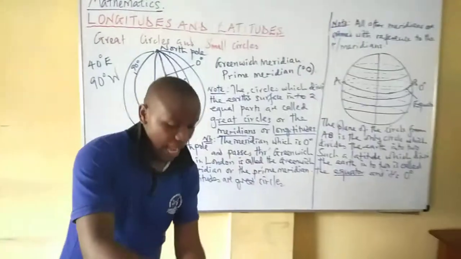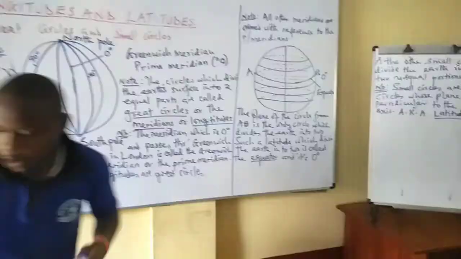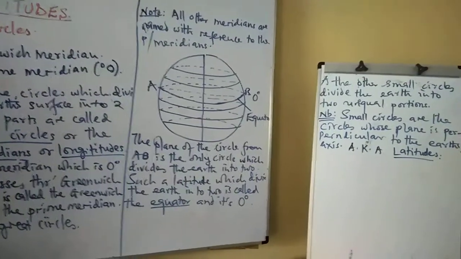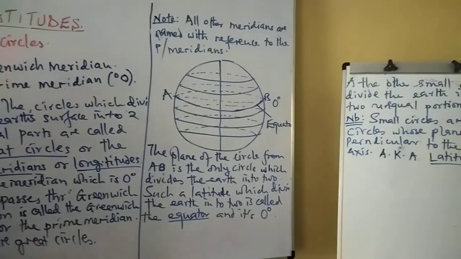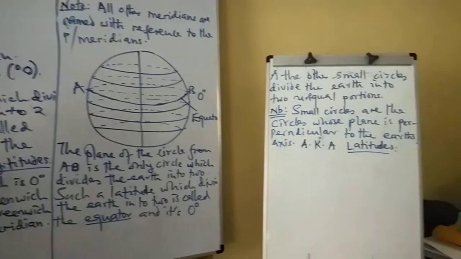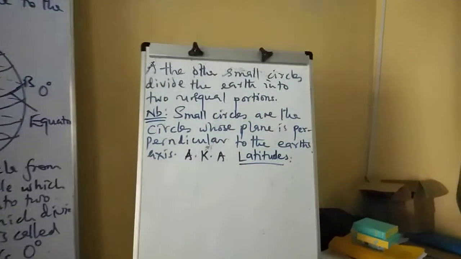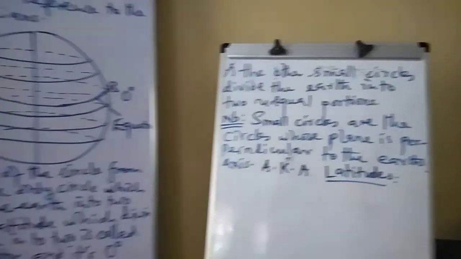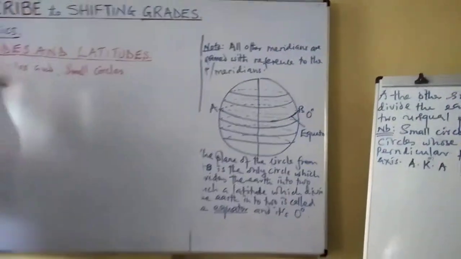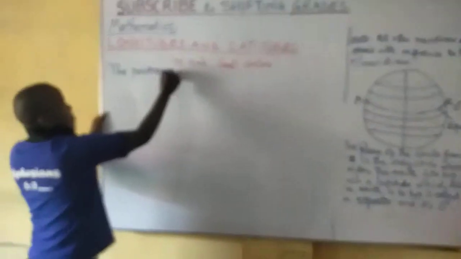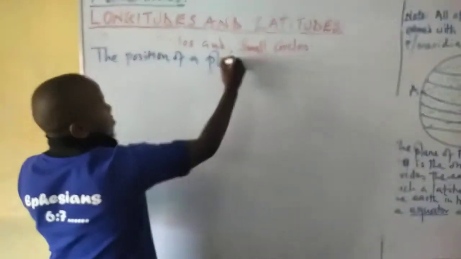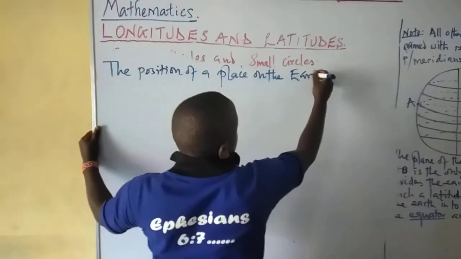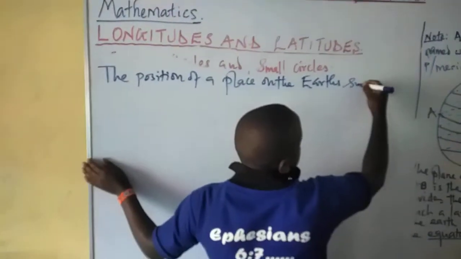With that, allow me to give something which is called the position of a place on the Earth's surface.